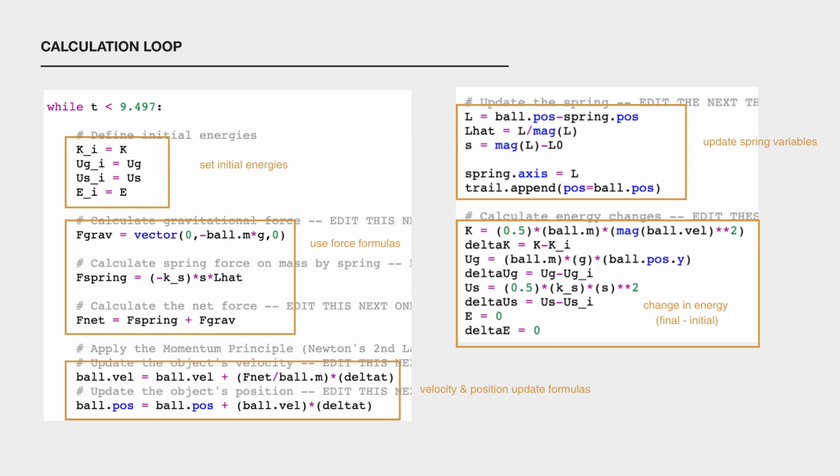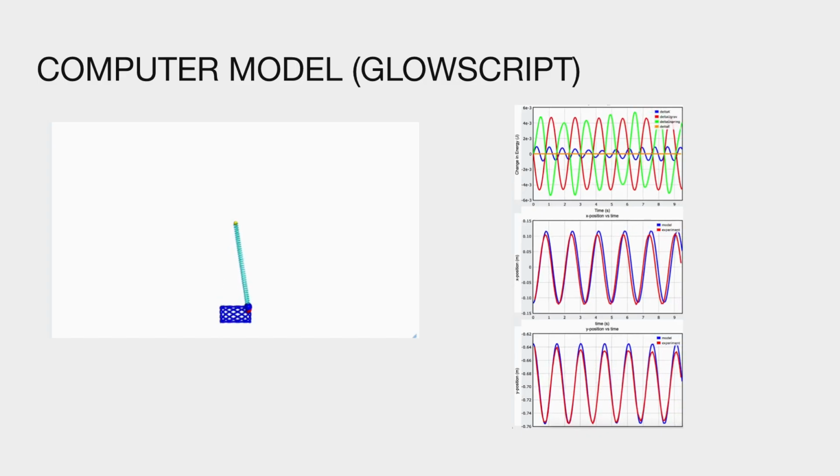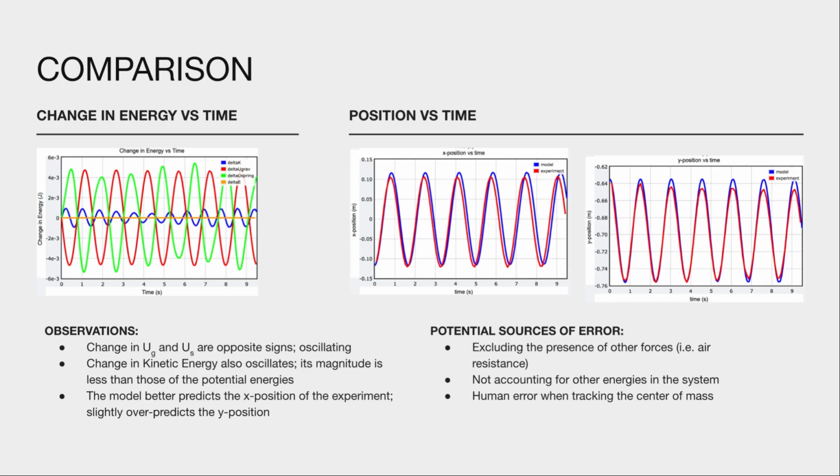Since spring motion isn't constant, we also need to update the spring's position separately. Finally, we can calculate the change in energy by finding the difference between final and initial energies. This comes out to be 0, which will be discussed later. So here's the model produced and the corresponding graphs. On the left, we have the change in energy versus time graph, which displays the change in kinetic energy, the change in gravitational potential energy, the change in spring potential energy, and the change in total energy.